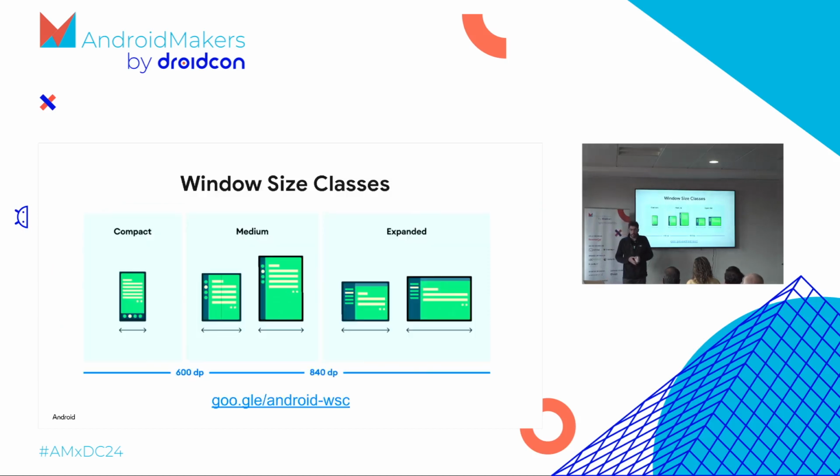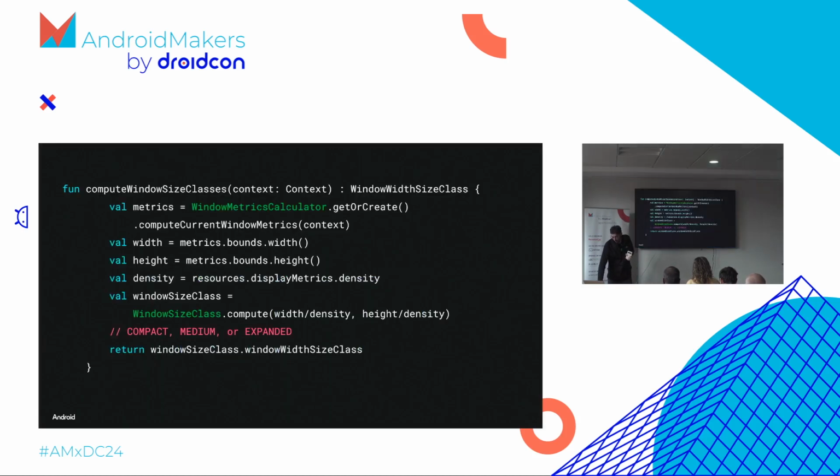Okay, window size classes, at the end, are just a list of breakpoints. It's the suggestion of where you should switch from a layout to another. You have both window size classes for the width and for the height, but since typically an app content can be scrolled down, we'll focus this talk on using the width size classes. And that's how you compute the window size classes.